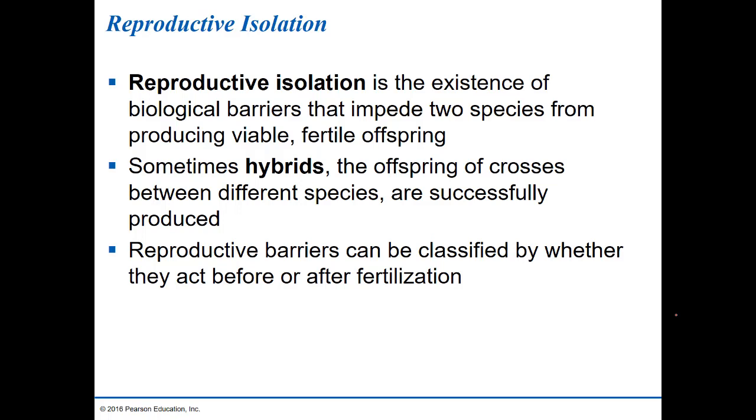Sometimes, if they are in the same space and time, they can produce a hybrid, which is a cross between two different species. A lion and a tiger could make a hybrid. However, those hybrids usually cannot then reproduce and make offspring, so they're not fertile. Reproductive barriers can be classified whether they act before or after fertilization.